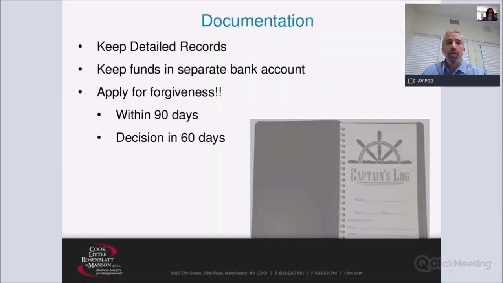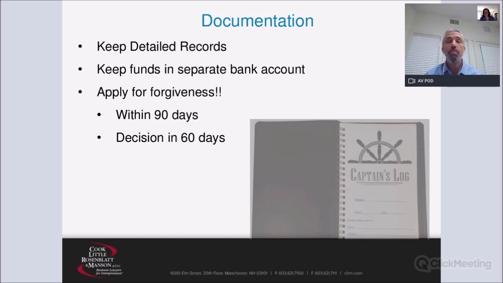So let's talk about documentation a little bit. We've alluded to this a little bit, but just some tips. You really do need to keep detailed records. Hopefully you have a good sense of what is forgivable for payroll expenses, rent, mortgage interest, utilities. Keep very detailed records about how and when you made those payments to make sure that you're able to readily track how every dollar of the PPP loan that you want forgiven was expended.